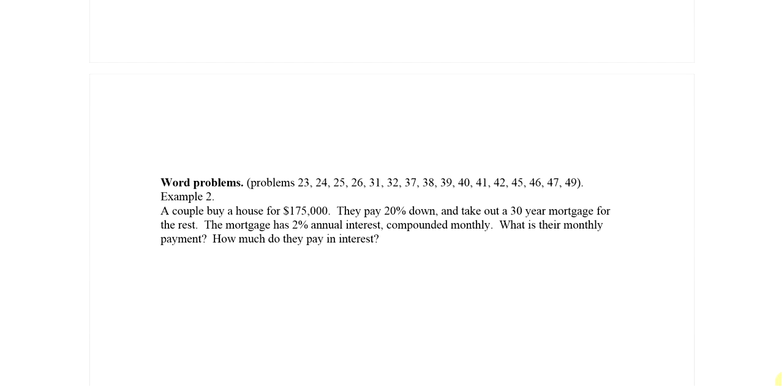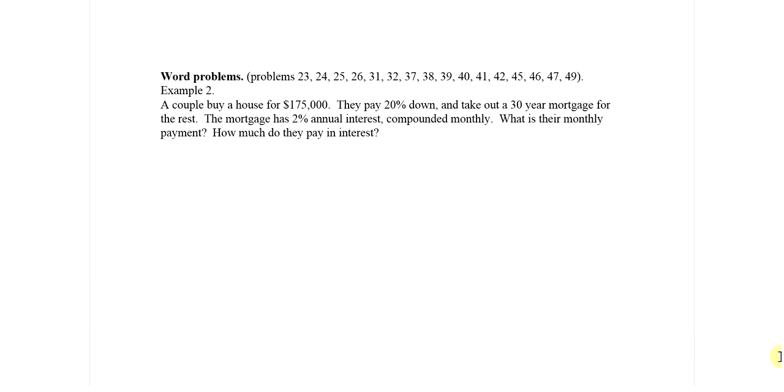Here we go. Here's a classic word problem. A couple buy a house for $175,000. They pay 20% down and take out a 30-year mortgage for the rest. The mortgage has 2% annual interest compounded monthly. What's their monthly payment and how much do they pay in interest? So, how much do they actually borrow?